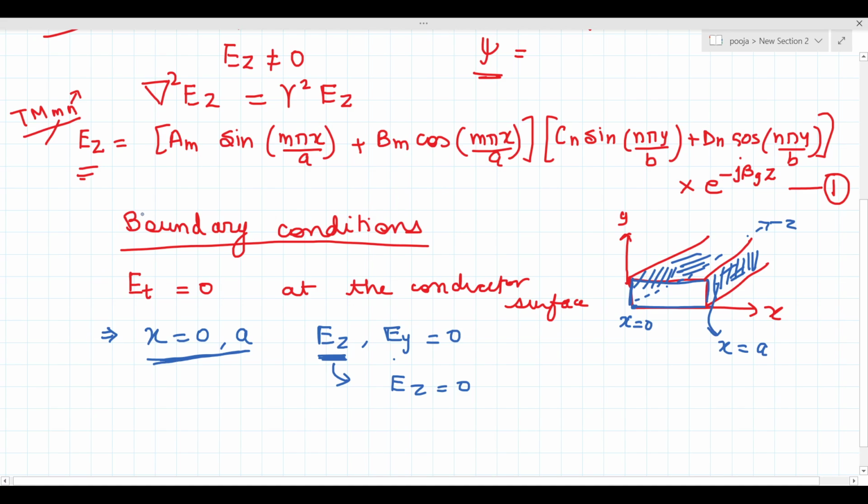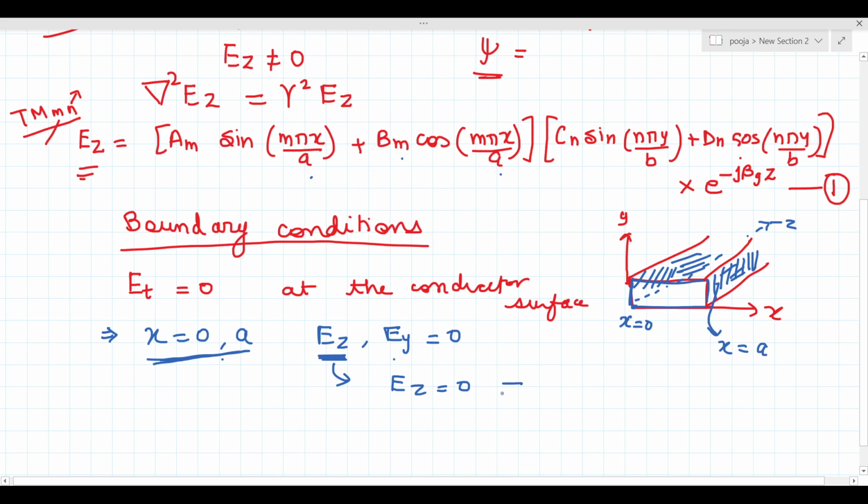Now see the equation number 1. When we put x equal to 0 here in this equation, this particular term, the cosine term, will remain and the sine term will become 0. This will not be 0, but we want Ez to be 0 for this particular boundary condition. So Ez will become 0 for the boundary condition when Bm will be 0.